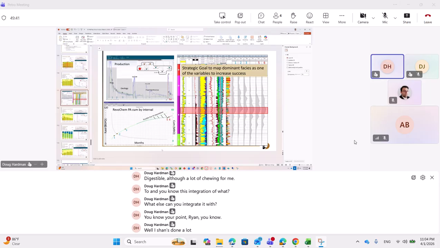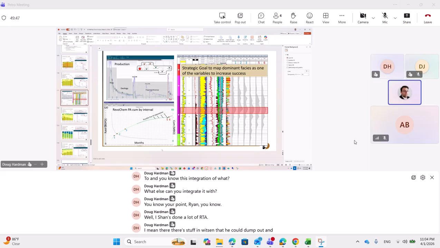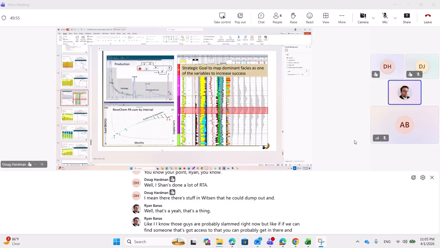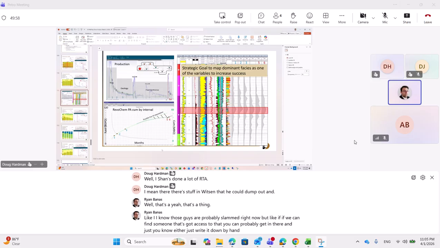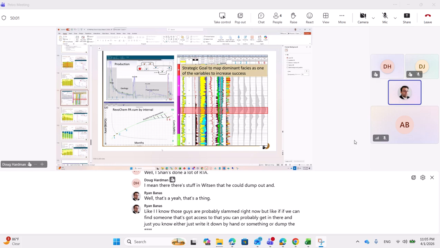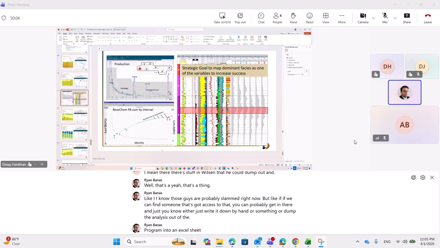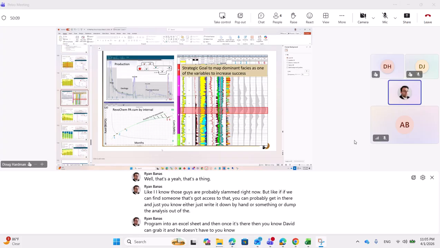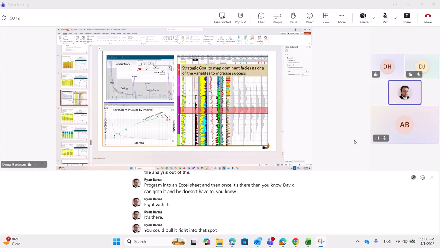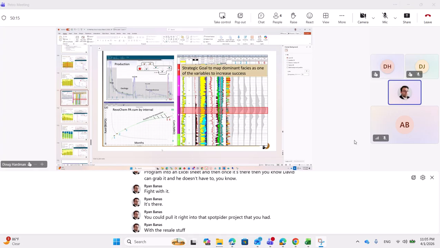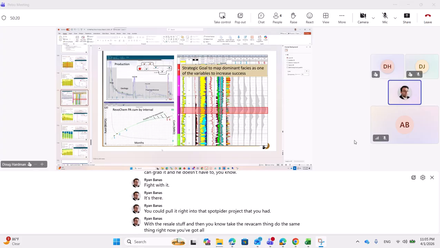Boshang's done a lot of RTA. There's stuff in Whitson that they can dump out. I know those guys are probably slammed right now, but if we can find someone that's got access to that, you can just write it down by hand or dump the analysis out of the program into an Excel sheet. Then David can grab it and he doesn't have to fight with it. You can pull it right into that Spotfire project that you had with the Roussel stuff. Then take the Revochem data and do the same thing. Right now, you've got all the data in one place.